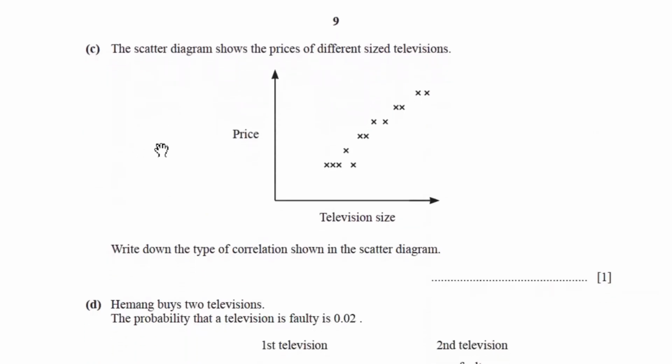Part C says the scatter diagram shows the prices of different size televisions. Write down the type of correlation shown in the scatter diagram. So the type of correlation over here is positive. The reason being that as the television size is increasing, so is the price. If both the quantities are increasing, that means there's positive correlation. If one quantity is increasing and the other is decreasing, that means there's negative correlation.